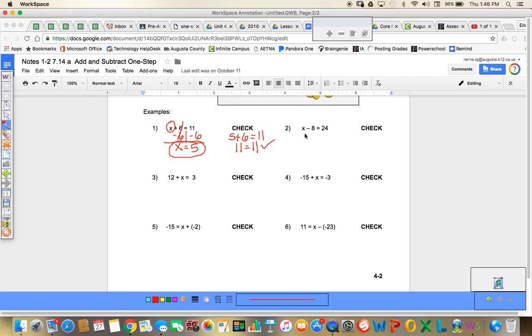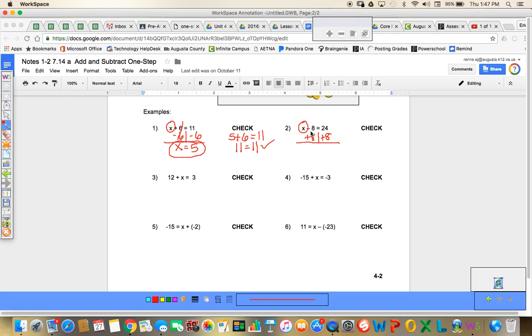Okay, let's look at example number 2. Okay, circle the variable and set up your T because this is subtraction. What's the opposite of subtracting 8? If you said add 8, you are correct.